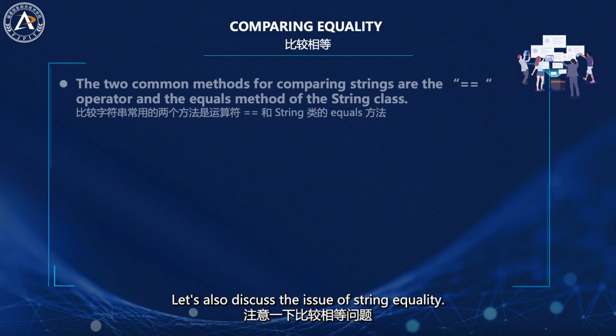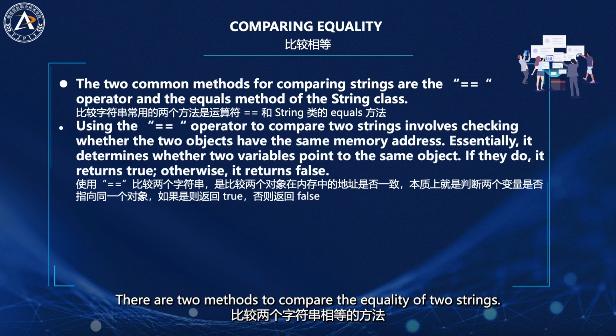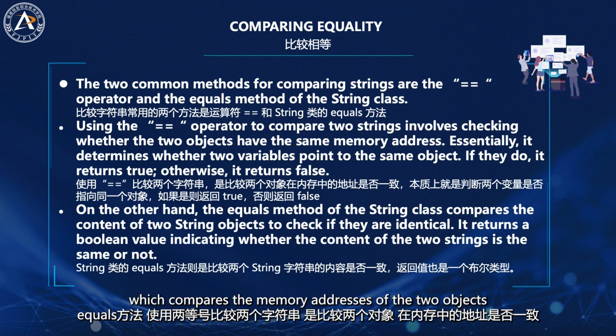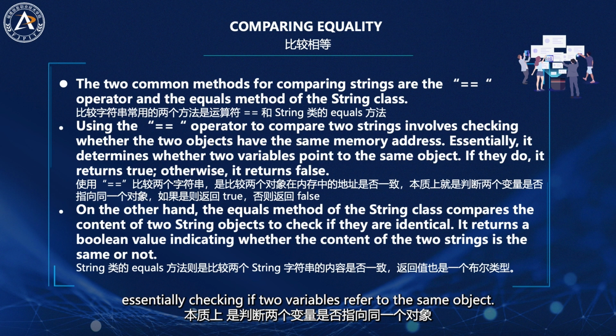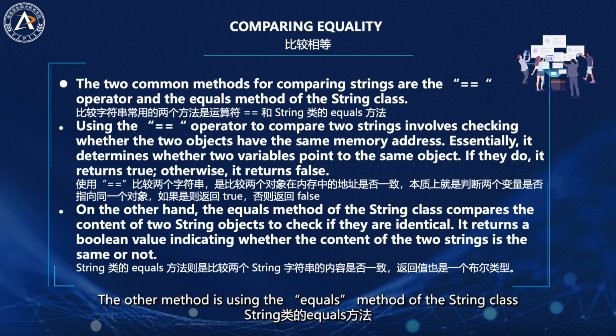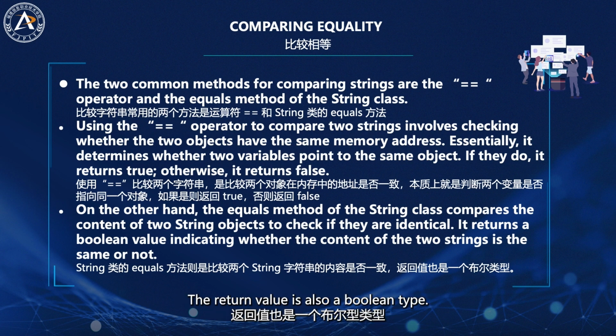Let's also discuss the issue of string equality. There are 2 methods to compare the equality of 2 strings. One is using the == operator, which compares the memory addresses of the 2 objects, essentially checking if 2 variables refer to the same object. If they do, it returns true. Otherwise, it returns false. The other method is using the equals method of the String class, which compares the content of 2 strings. The return value is also a Boolean type.